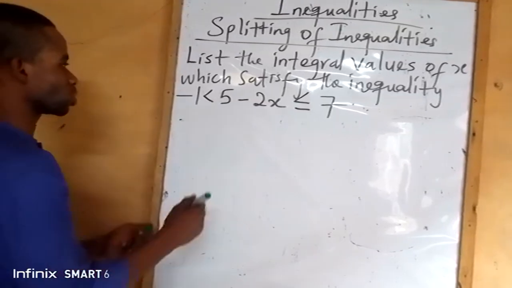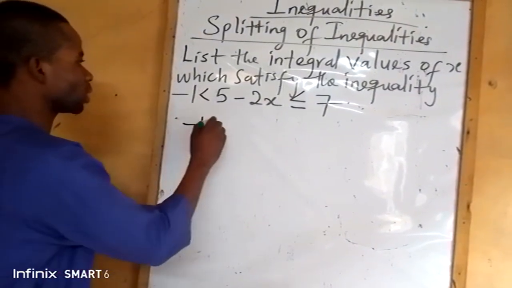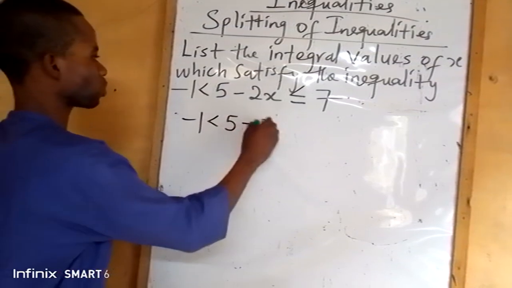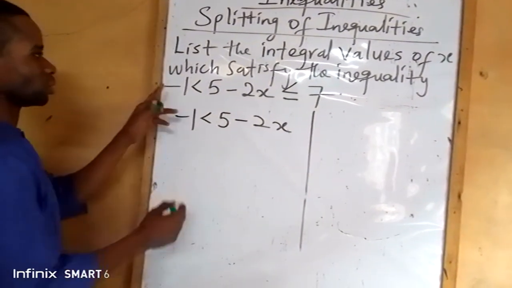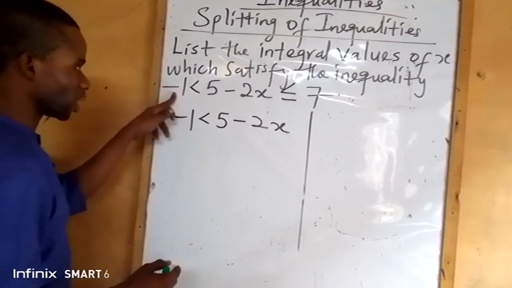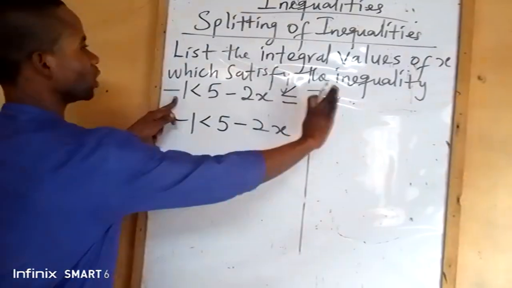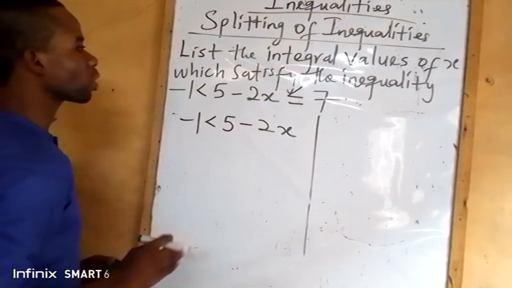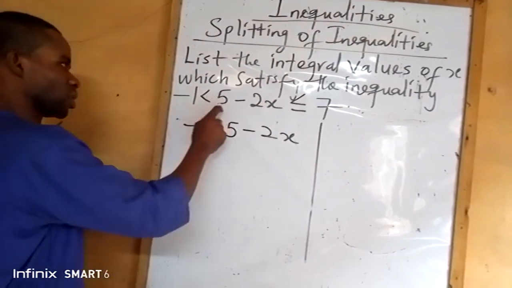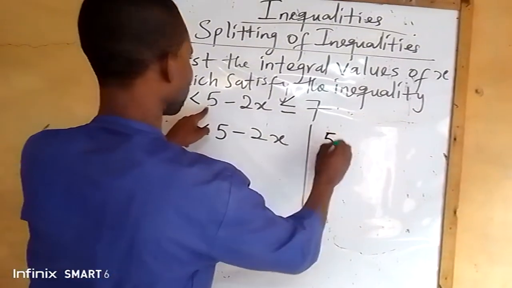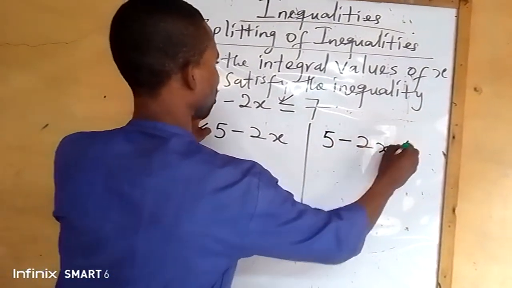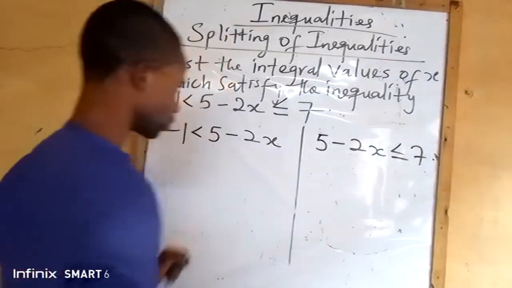The first side is going to have minus 1 less than 5 minus 2x, while the second side starts from the 5 and ends at the last. You leave the second inequality sign. So I'm going to write 5 minus 2x less than or equals to 7.